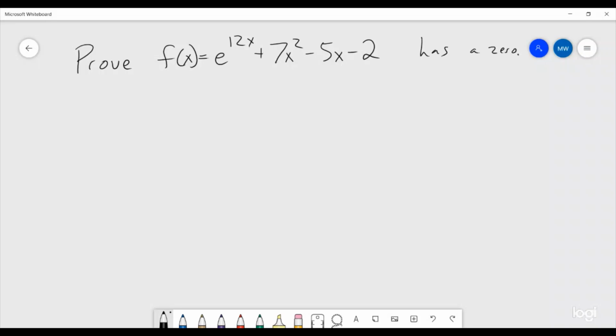So prove that this has a 0 somewhere. The way that we're going to do this is using the intermediate value theorem. This means that if this function is continuous, and there's a point where it's positive and a point where it's negative, then somewhere it has to be 0. Well, let's just plug in some easy points.